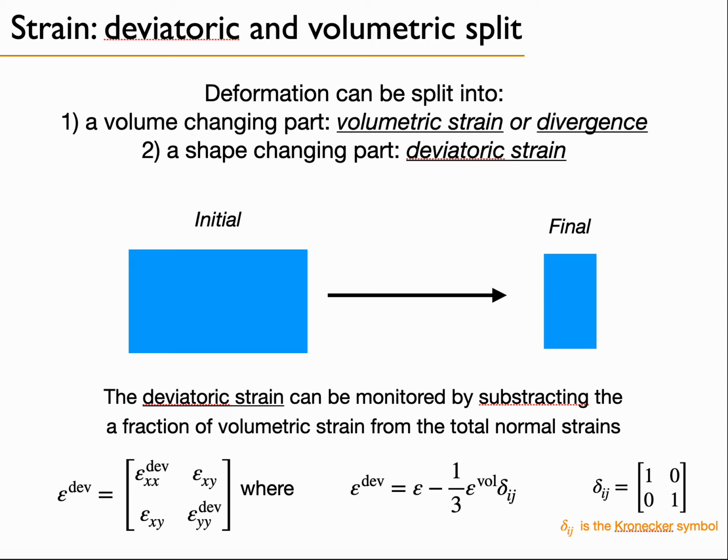So it can be formulated this way. Epsilon dev is epsilon, the total strain tensor, minus 1/3, the mean of the volume strain, basically, times delta ij, where delta ij is the Kronecker symbol. In 2D, it's a diagonal of ones.